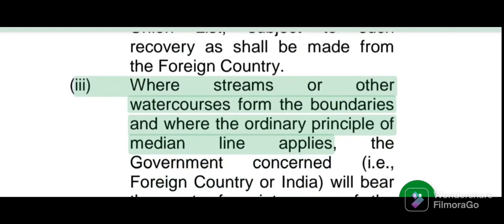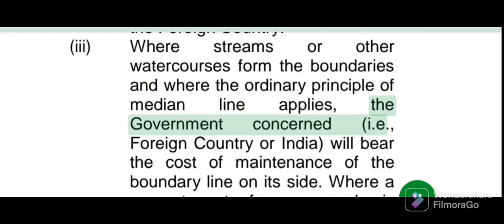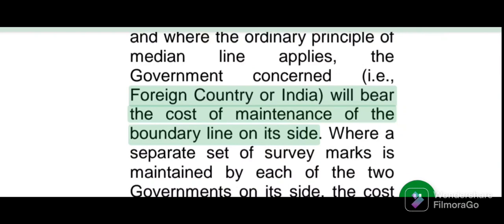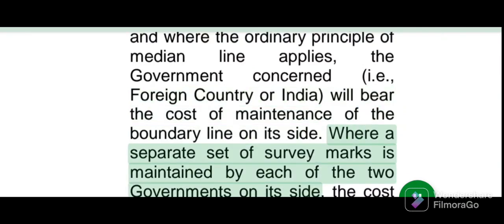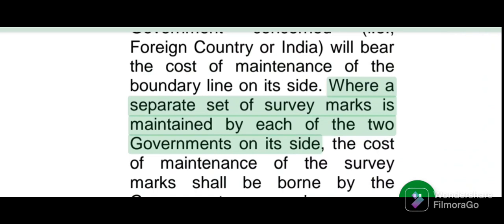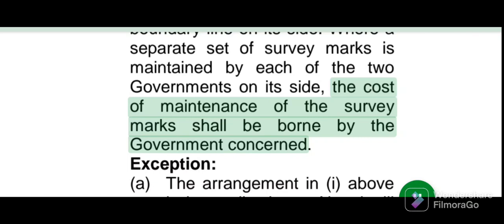Where streams or other watercourses form the boundaries and where the ordinary principle of median line applies, the government concerned, i.e., foreign country or India, will bear the cost of maintenance of the boundary line on its side. Where a separate set of survey marks is maintained by each of the two governments on its side, the cost of maintenance of the survey marks shall be borne by the government concerned.